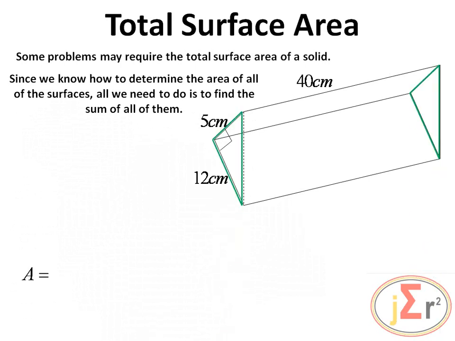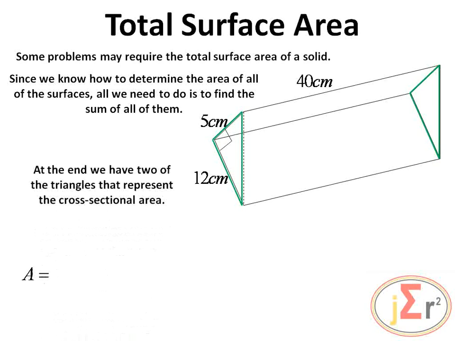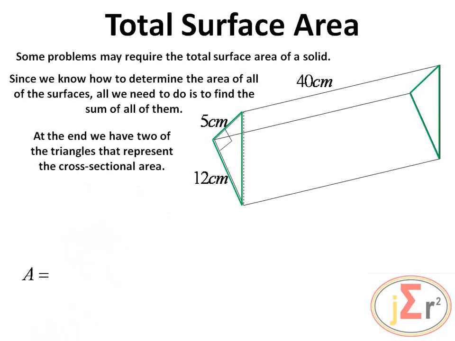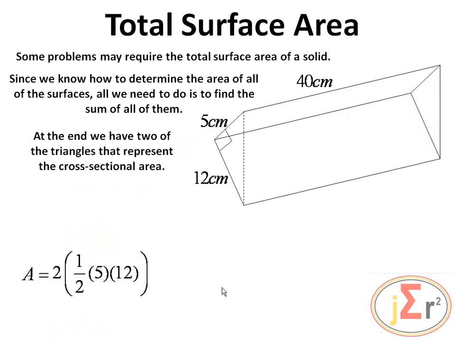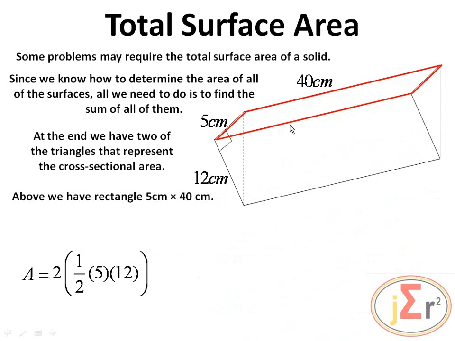So, of course, what do we have at both ends, as we have indicated right there? At the end, we have two of the triangles that represent the cross-sectional area. So we have to find the area of these two triangles. So we say 2 times the area of one of them. So 2 times a half times 5 times 12. So that's the two ends there. Then we have the rectangle that is above, which is 5 by 40. So that is 5 by 40. That's a rectangle.